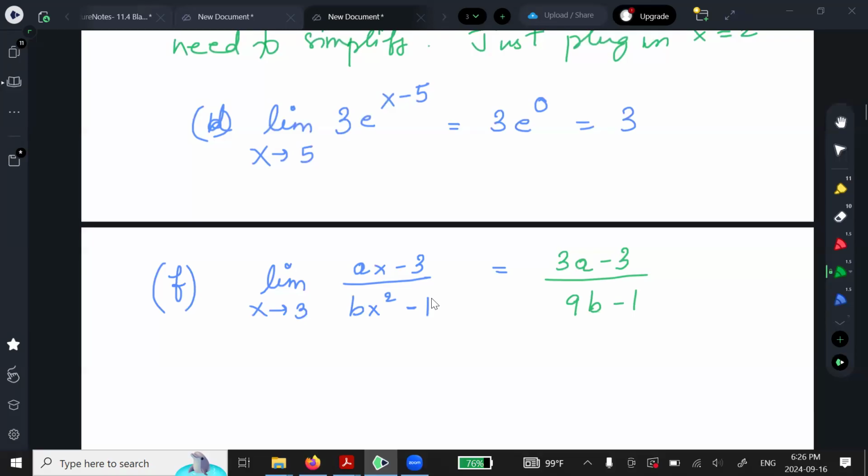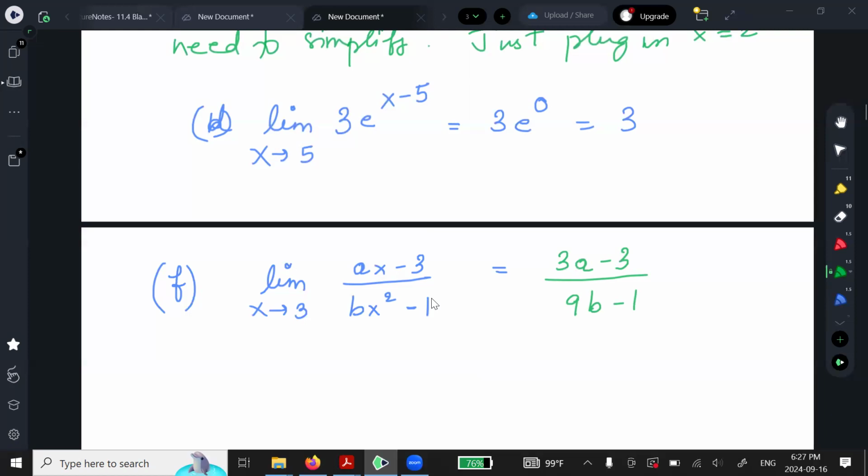Any questions? No, 3 square is 9. Just leave it like that because you don't know what is a and b, right? So you cannot simplify unless I give you a value for a and a value for b. This good?